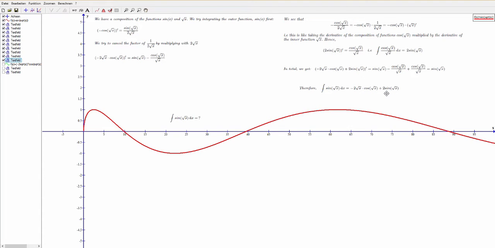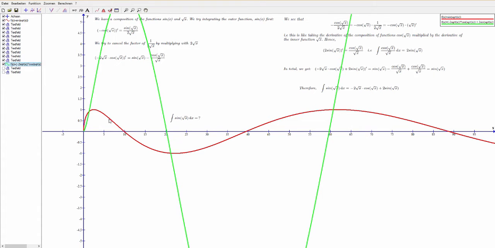Let's just quickly verify it by a program too. I mean, I did verify it here. I took the derivative of this. But this is the graph for this integral here. This is the graph of minus 2 square root of x cosine square root of x plus 2 sine square root of x. It already looks like it makes sense. This function is growing very fast. Because of this plus 2 sine of square root of x term here.